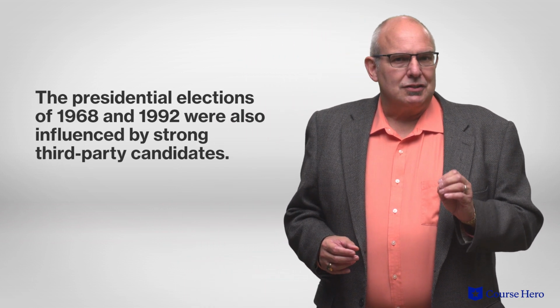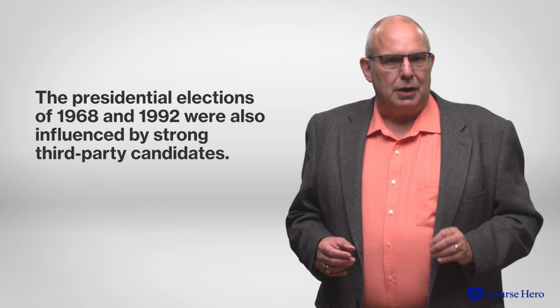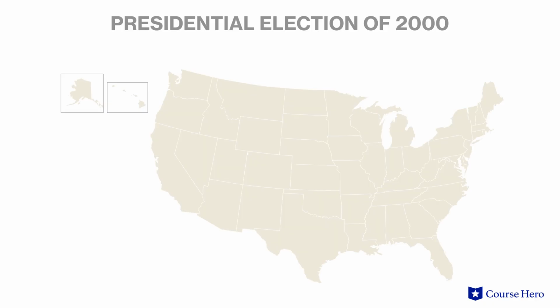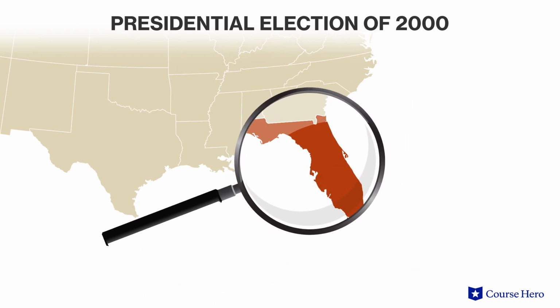The presidential elections of 1968 and 1992 were also influenced by strong third-party candidates. In 2000, Ralph Nader, the Green Party candidate, won only 2.8 million votes, but analysts think that most of his votes came at the expense of Democrat Al Gore. The nearly 100,000 votes Nader won in Florida may have tipped the election to Republican George W. Bush. Bush captured the state by a thin margin of 537 votes, and due to that victory, gained 271 electoral votes, just one more than needed to win the presidency.